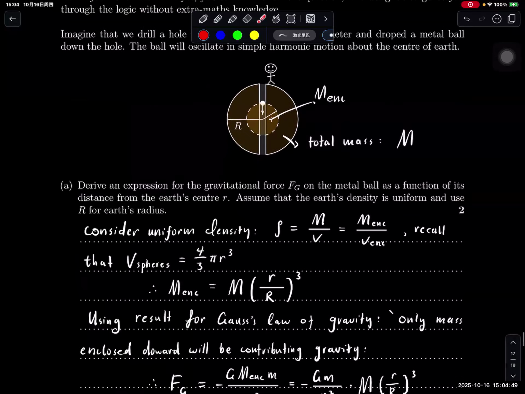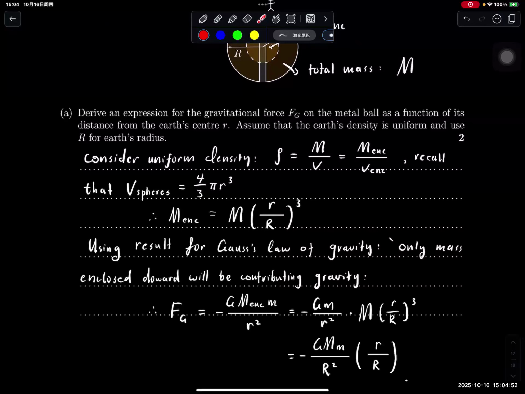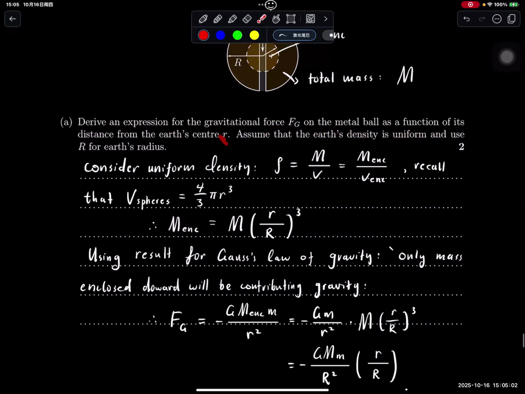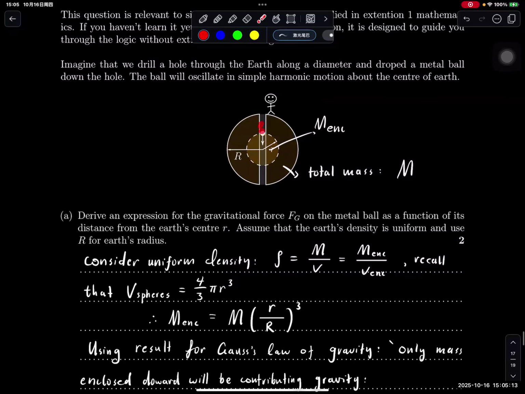Okay, so derive an expression for the gravitational force Fg on the metal ball as a function of its distance r from the center. Assume that Earth's density is uniform. So if we assume the density is m divided by v, it equals m of all the enclosed mass. If the ball is right here, then inside this dashed line is all the enclosed mass, and the volume is the enclosed volume.